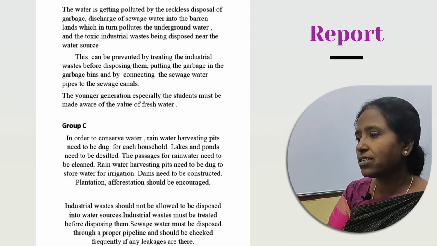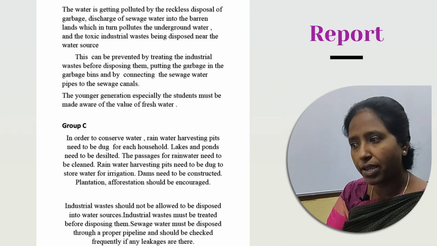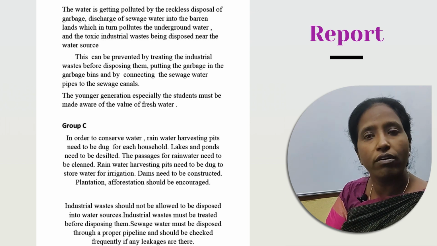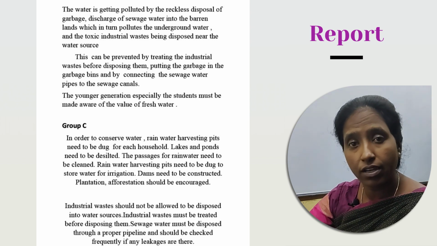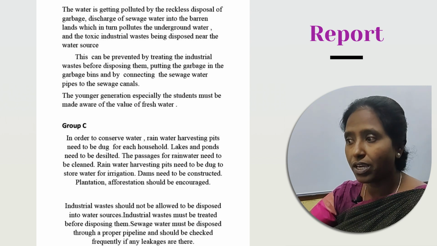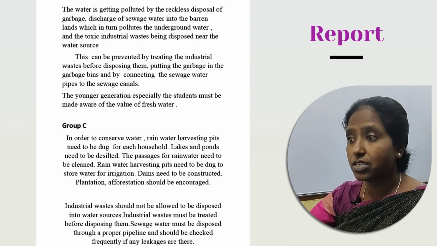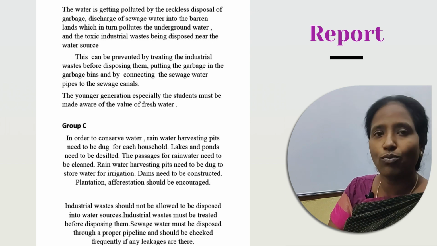The younger generation, especially the students, must be made aware of the value of fresh water. We, the students, are the future citizens, so we should be made aware. We should feel conscious and responsible for conserving water.